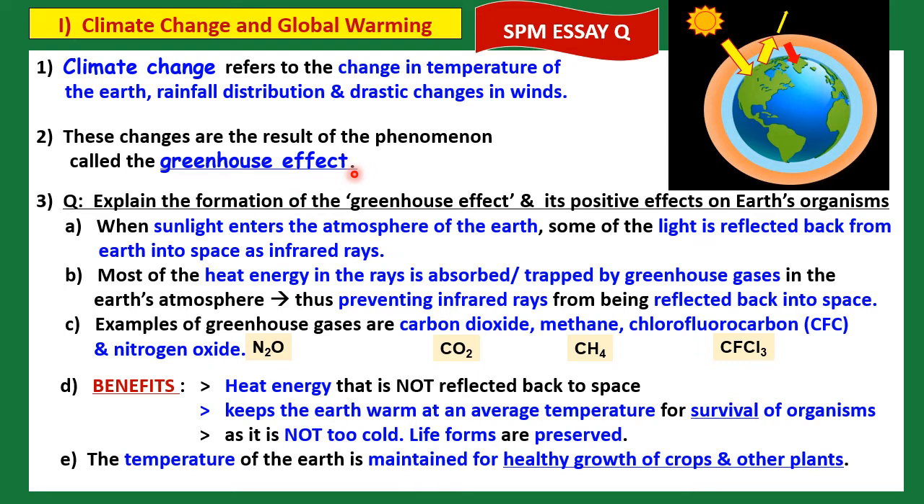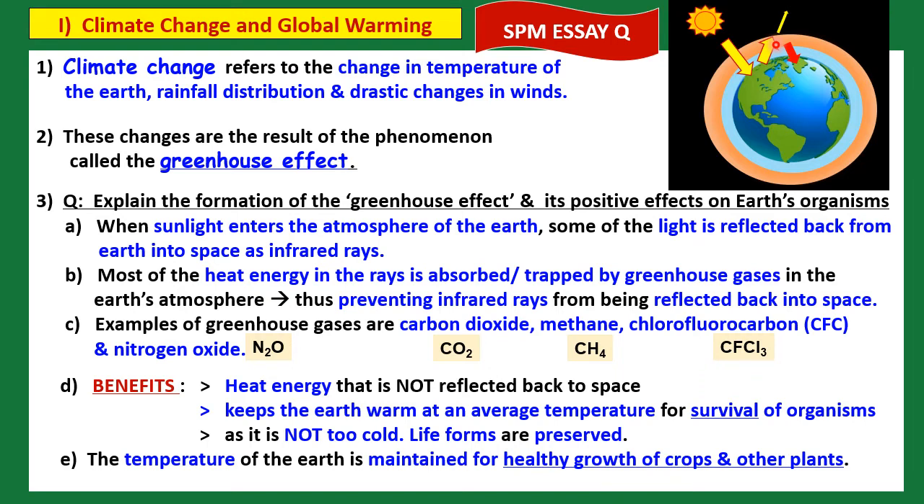Okay, so let's explain the formation of the greenhouse effect and its positive effects on Earth's organisms. We have discussed this in the previous slide, so I'll just go through quickly. When sunlight enters the atmosphere of the Earth here, some of the light is reflected back from Earth into space as infrared rays, as seen here, this yellow arrow. So when it enters the Earth, it enters as ultraviolet rays. The sunlight enters as ultraviolet rays, but when it's reflected back to space, it is reflected back as infrared rays.